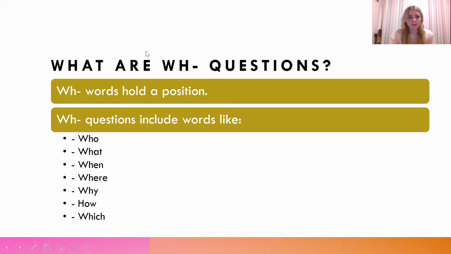So what are WH questions? WH words hold a position, and WH questions include words like who, what, when, where, why, how, and which. Most WH questions start with WH, however, some don't start with WH, for example, how.